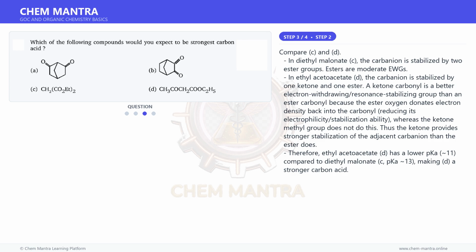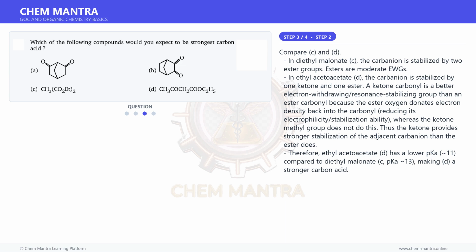Compare C and D. In diethyl malonate, C, the carbanion is stabilized by two ester groups. Esters are moderate EWGs. In ethyl acetoacetate, D, the carbanion is stabilized by one ketone and one ester. A ketone carbonyl is a better electron-withdrawing, resonance-stabilizing group than an ester carbonyl because the ester oxygen donates electron density back into the carbonyl, reducing its stabilization ability, whereas the ketone methyl group does not do this.